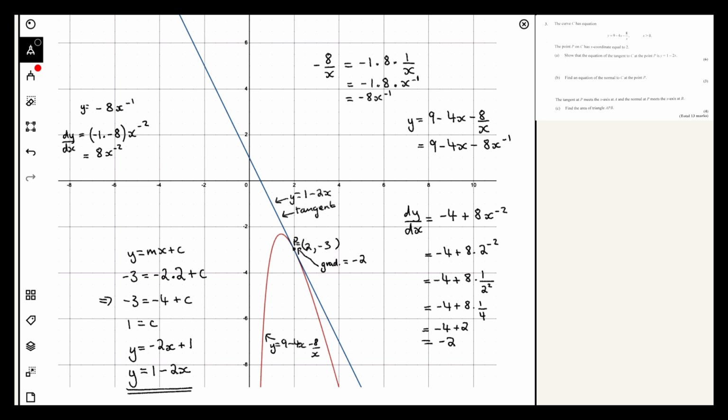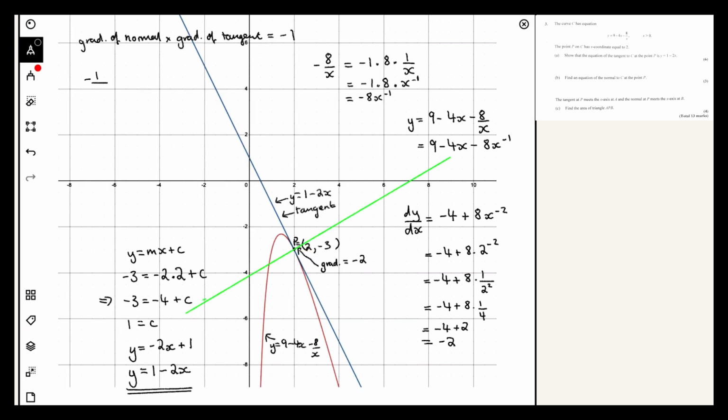Now we need to find the equation of the normal. And the normal, if you remember, is the line that crosses at right angles to the tangent at this point. The gradient of the normal and the gradient of the tangent, when I multiply them together, give minus 1. So the gradient of the normal is minus 1 over the gradient of the tangent, which was minus 2. So my gradient of the normal would be a half.